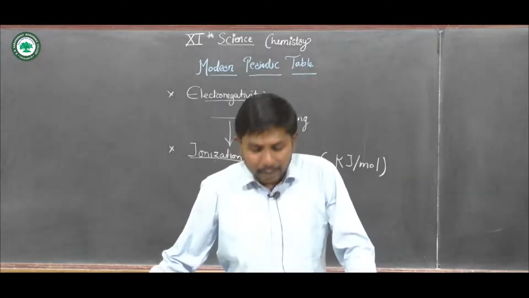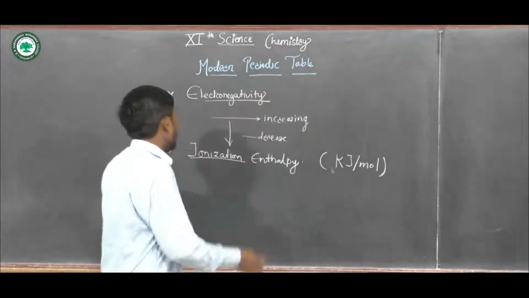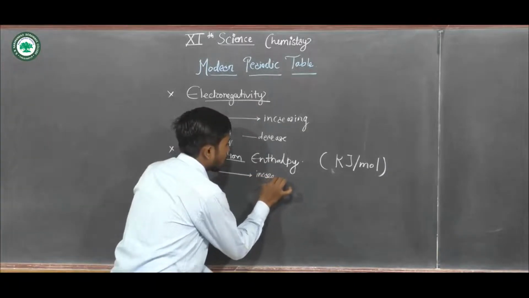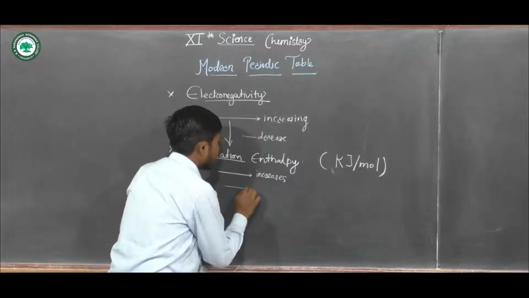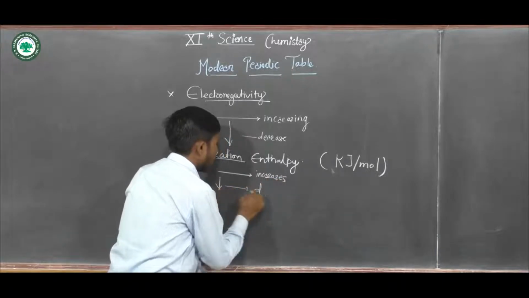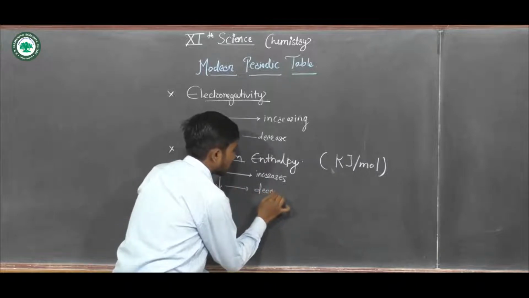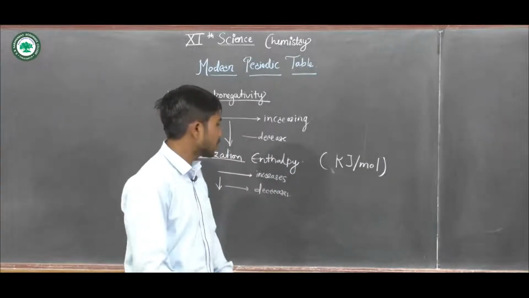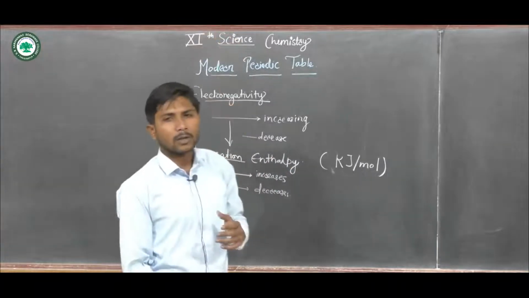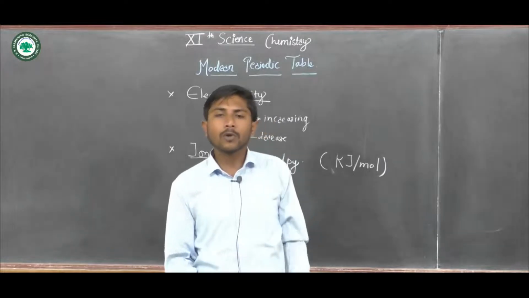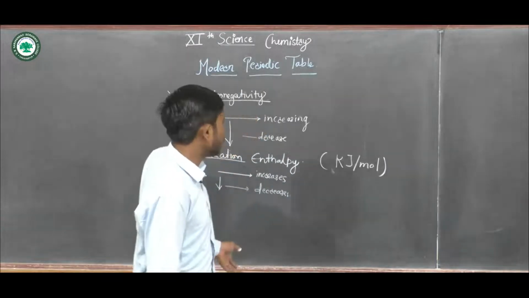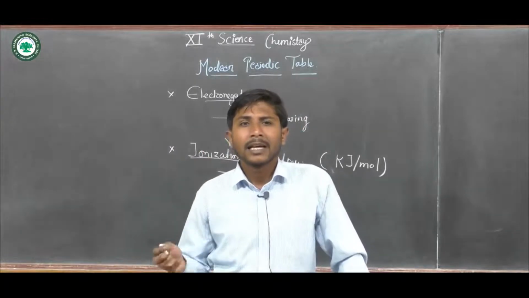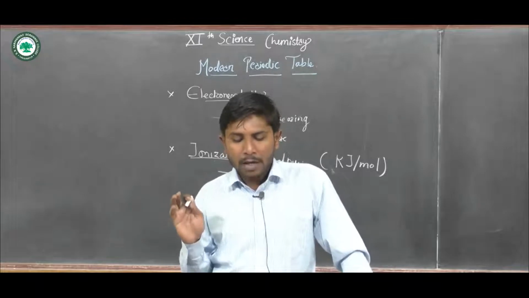And the trend we can see is the same: ionization enthalpy also increases across the period and it decreases along the group. Why does it decrease? For the same reason. If you go down the group, there is the addition of one more orbit, and as there is one more orbit, the valence electron gets easier to remove.